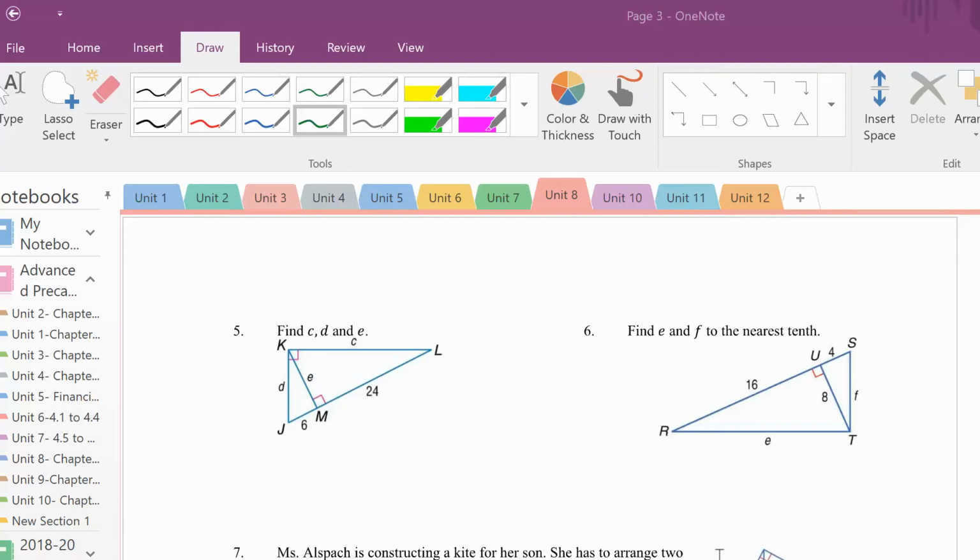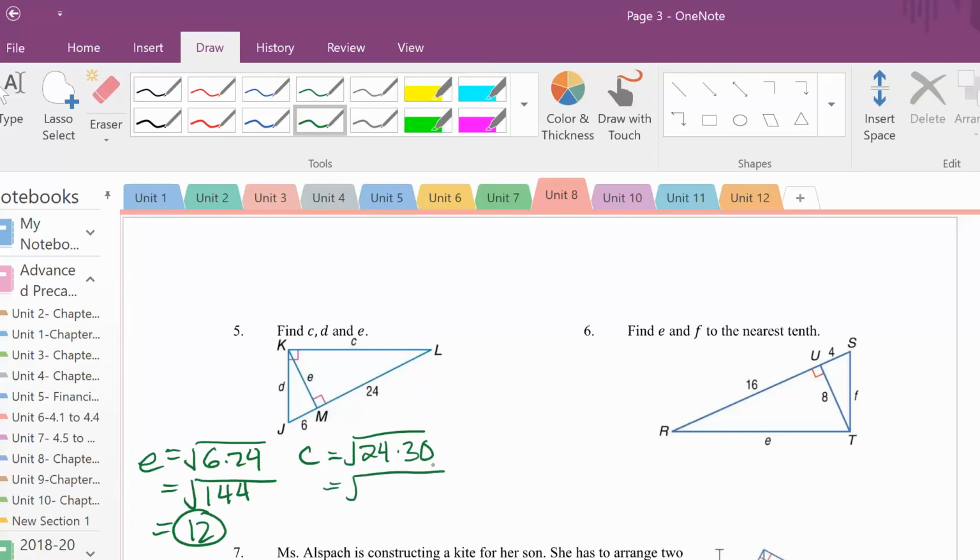Here it says to find C, D, and E. Well, E is the altitude. So E would be the geometric mean between 6 and 24. So E is equal to the square root of 6 times 24, which is the square root of 144, which is 12. Now for C, it's the geometric mean between the segment closest to it, which is 24, times the whole thing, which is 30.